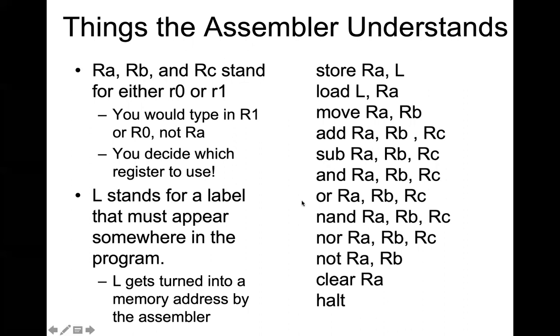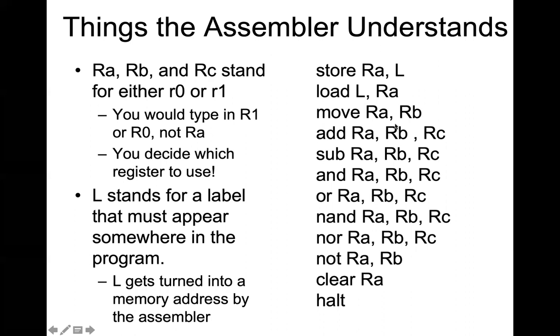So let's look at the kind of instructions you have. You can store RA, where again, RA is either R0 or R1, into L, where L is a label. This moves the contents of a register into a byte of RAM. You can load from L into register A. You can move a value from register A to register B. And again, these could be the same register. You could move from R0 to R0. It's not useful, but you can do it.